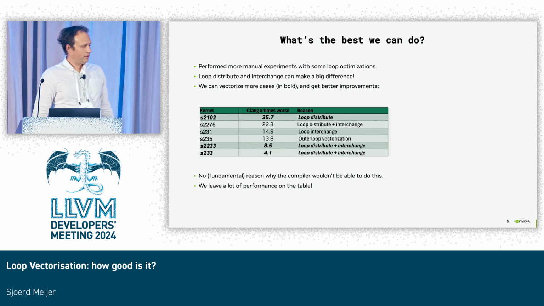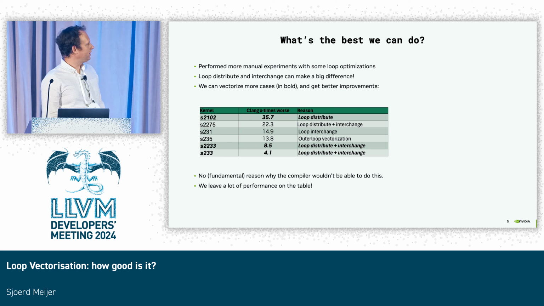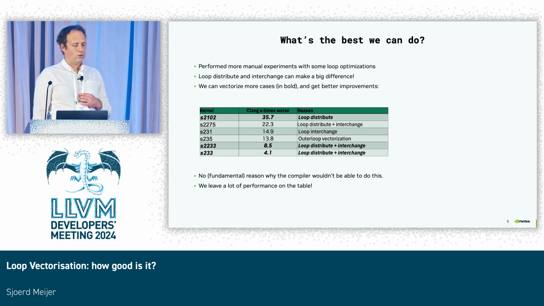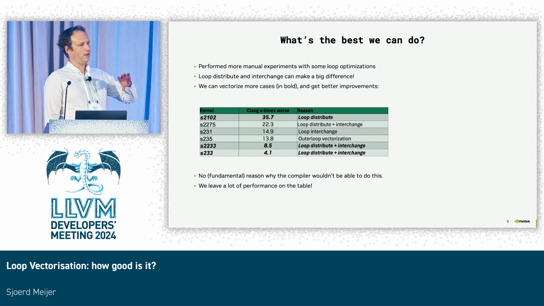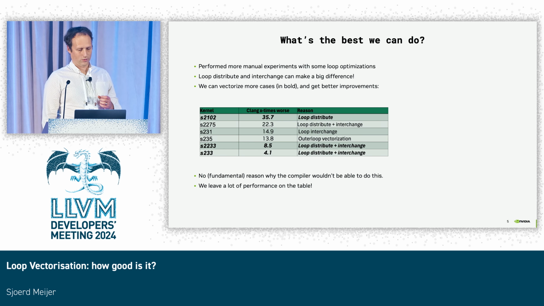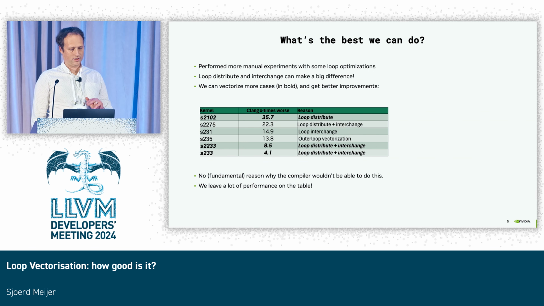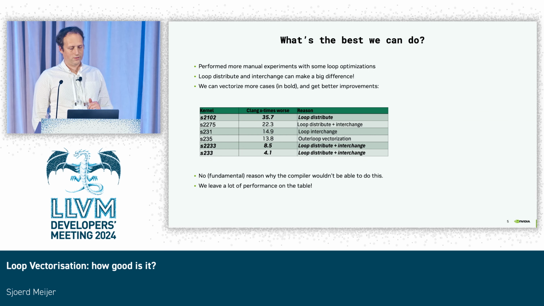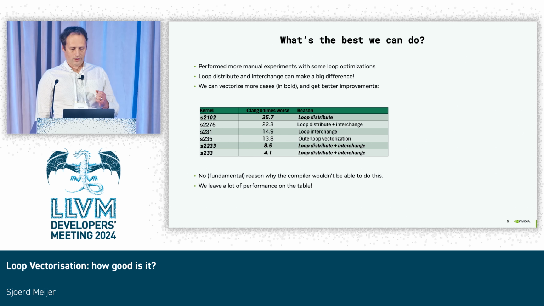Now, comparing with another compiler is easy to do. It does not tell us what the best thing is that we can do. So we then did a manual exercise where we basically looked at source code and made manual modifications to the source code. And in this exercise, we restricted ourselves to 2 loop optimizations, loop distribute and interchange. And we tried to modify the source code and see what the best thing was that we could do.